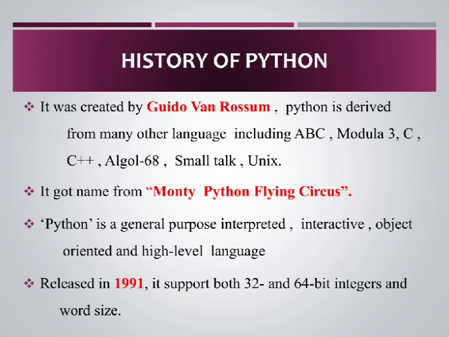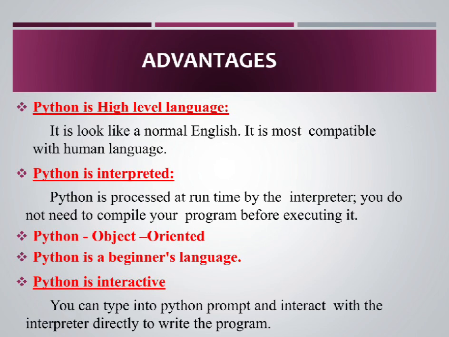When we talk about Python, it has a few advantages. Python is a high-level language. It just looks like normal English, and it is most compatible with the human language. That's why we call it a high-level language. Python is interpreted. It is processed at runtime by the interpreter, so you do not need to compile your program before executing it. And Python is object-oriented, and we call it a beginner's language.